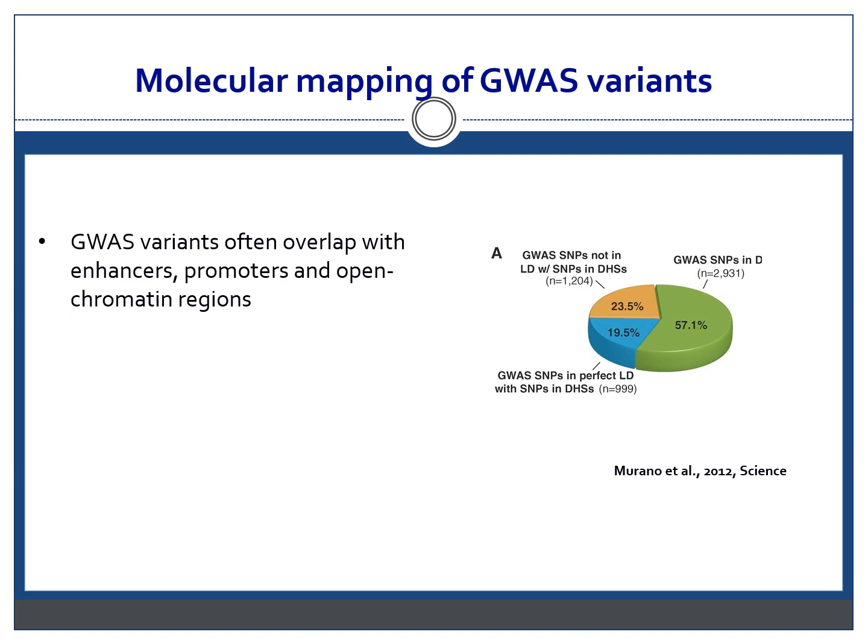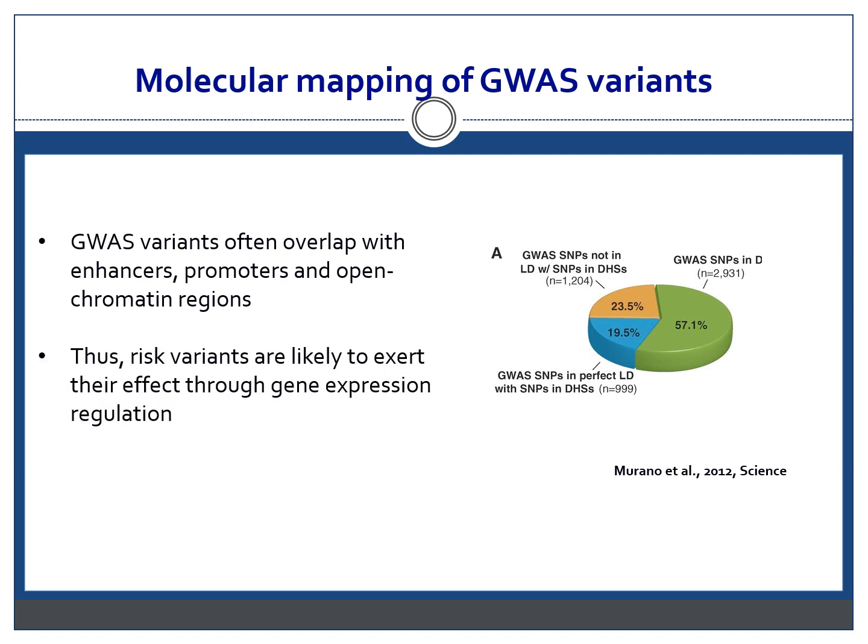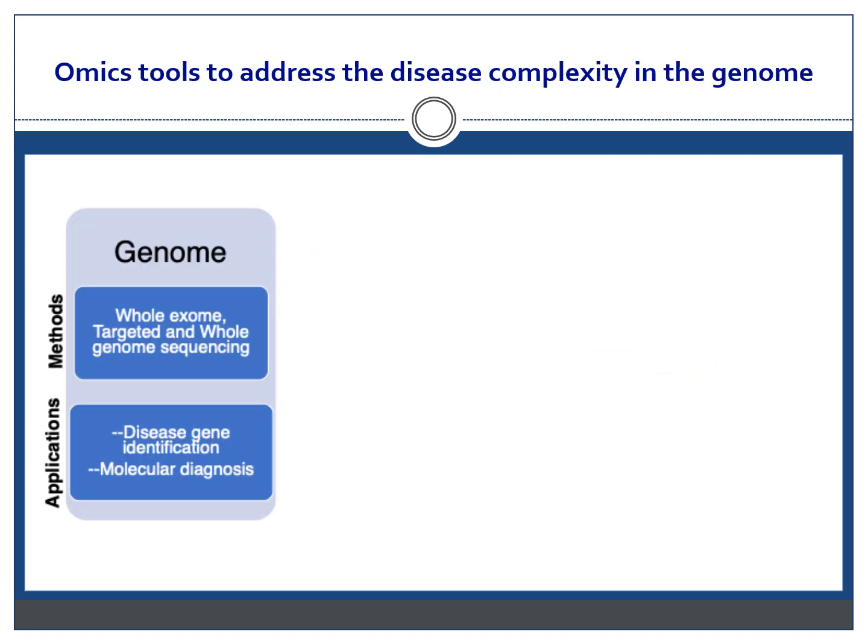As the majority of AMD genetics is explained by common non-coding variants, how do we comprehend their function? In 2010, Matthew Morano showed that the GWAS variants often overlap with enhancers, promoters, and open chromatin regions. Thus, risk variants are likely to exert their effect through gene expression regulation. We know that gene expression and its regulation can be very tissue and cell type specific. Thus, studying gene expression and its regulation in the disease-relevant tissue is the first critical step and a prominent tool for biological interpretation of the GWAS findings.